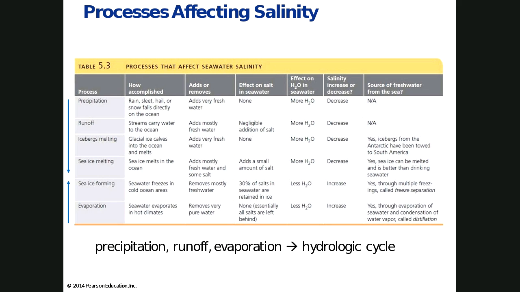And table 5.3 in your book lists what we got here: four, five, six different processes that affect the salinity. And I've drawn some arrows to the left to indicate the first top four: precipitation and runoff, the melting of icebergs, the melting of sea ice. Those would be things that decrease salinity. You can see that's actually the next to the last column. And of course, basically the opposite, the formation of sea ice or the evaporation of water out of the ocean would actually cause the salinity to increase.